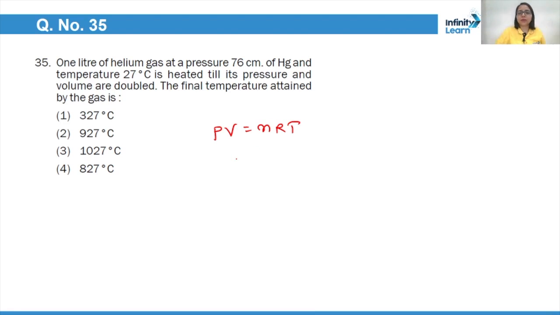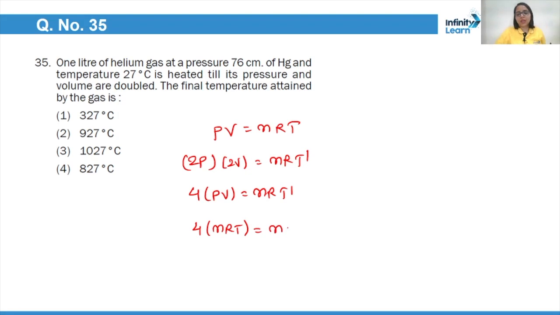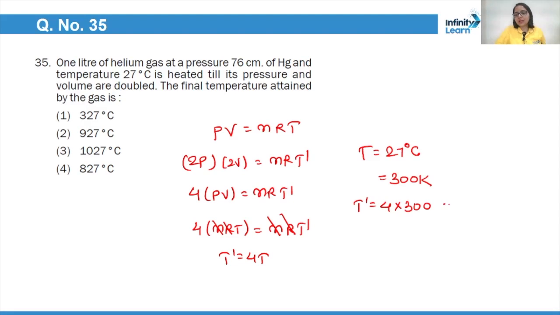If we are doubling pressure and volume, then it is 2P into 2V is equal to nRT'. So it is 4PV is equal to nRT', but PV is nRT. So it is 4 into nRT is equal to nRT'. nR cancel. So T' will be 4 times the previous temperature. Previous temperature is 27 degrees Celsius, which is equal to 300 Kelvin. So T' is 4 into 300, that is 1200 Kelvin. So it is 1200 minus 273, that is 927 degrees Celsius. So correct answer is option 2.